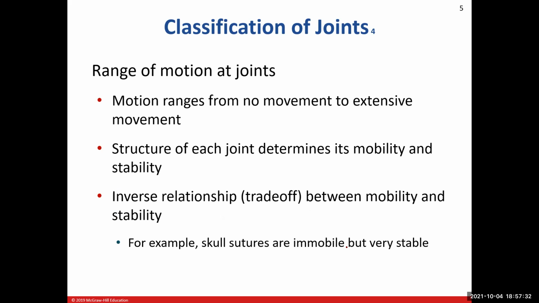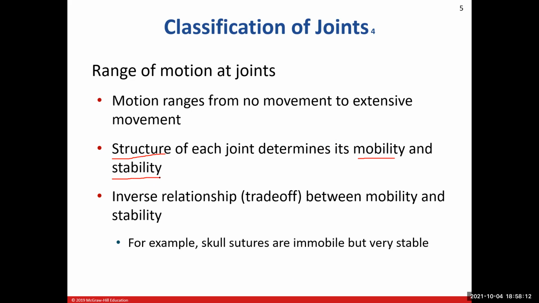So when we're talking about movement at a joint, we call it the range of motion. How much movement occurs at a joint? Is it a lot? Is it a little? Is it none? Our motion ranges can go from no movement whatsoever to a heck of a lot of movement. Basically, the anatomy or structure of a joint is what's going to determine how much mobility it has, and as a result, it'll also determine how much stability a joint has.